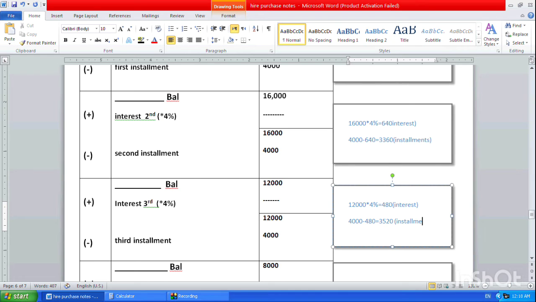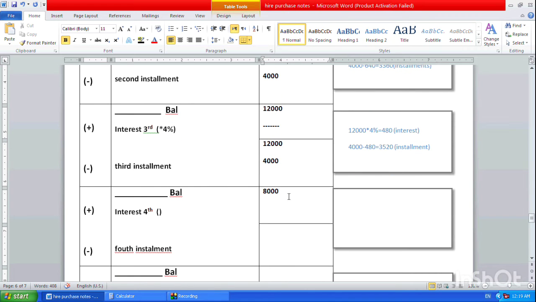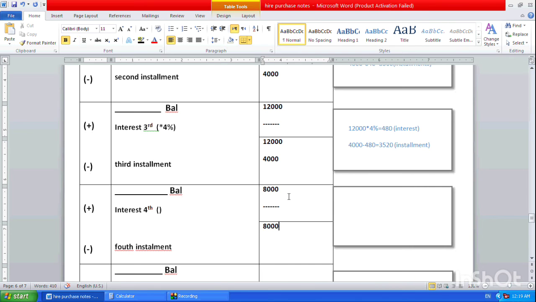Okay, now fourth installment. Go to fourth installment. Interest is completely nil, balance 8,000. Deduct fourth installment, 8,000, then deduct 4,000 as a fourth installment. So I got balance 4,000.